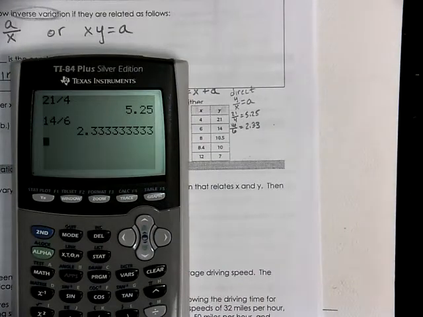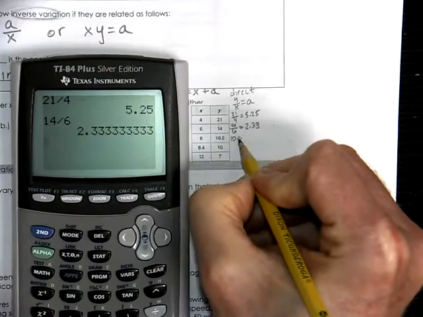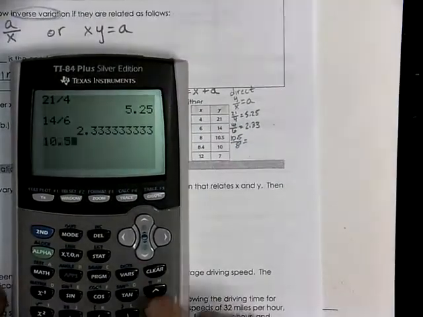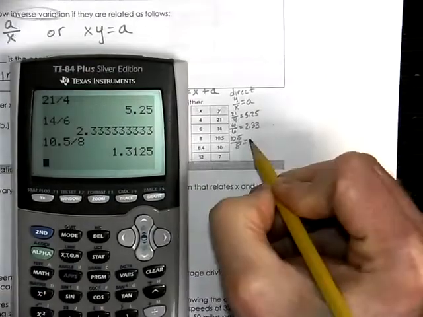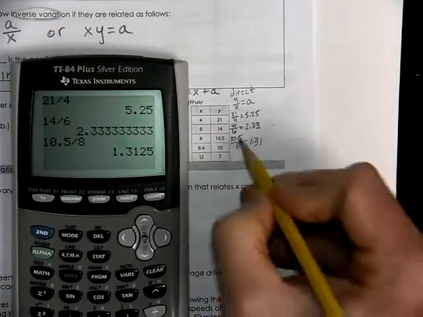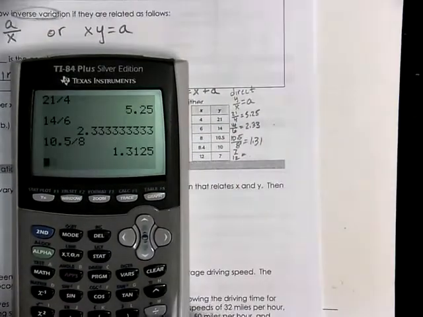So that should be enough to show us that this isn't working. You could test it again. 10.5 divided by 8. And you notice that we're getting a different value every time we do this. 7 divided by 12.